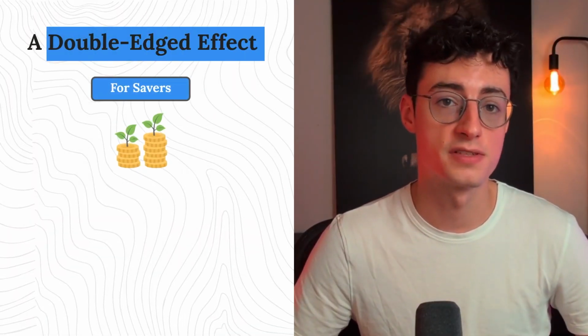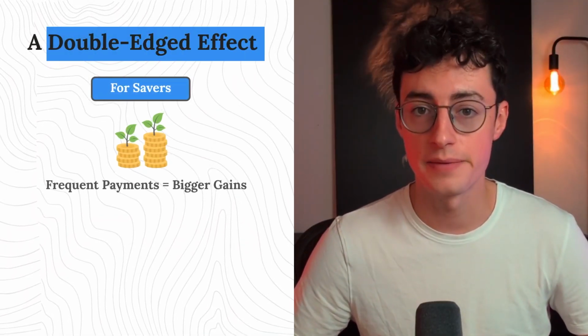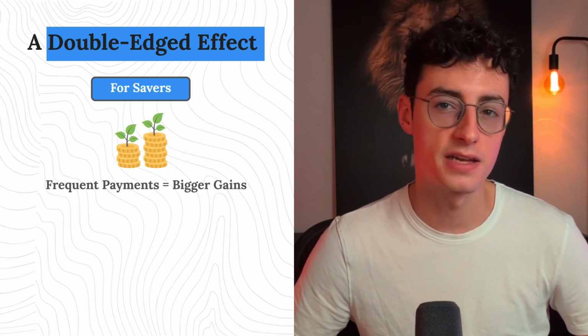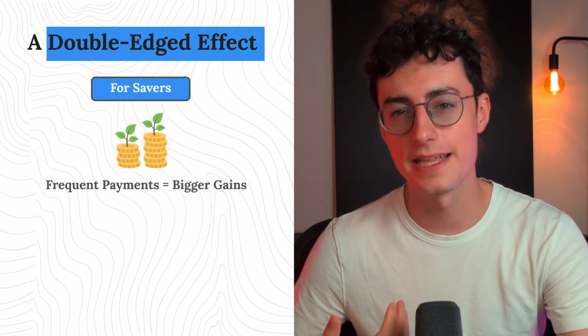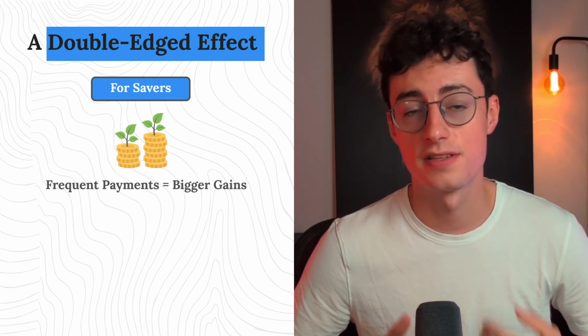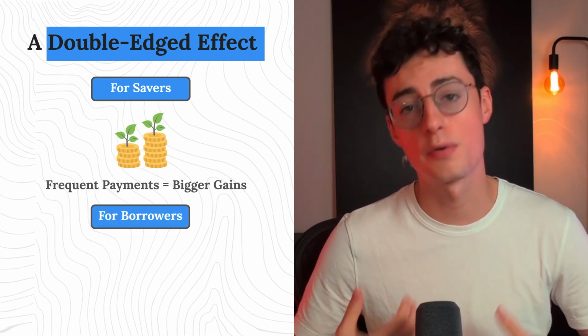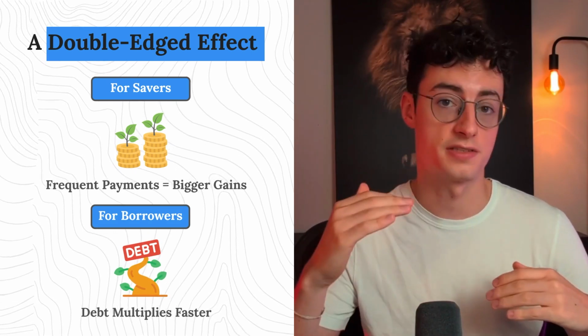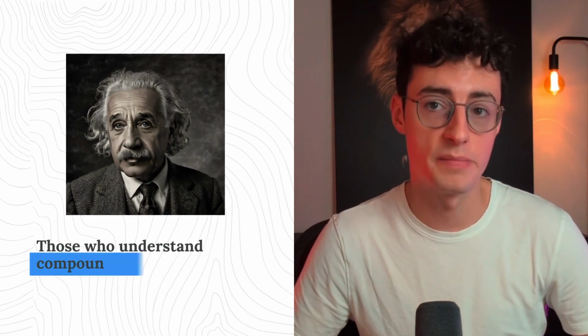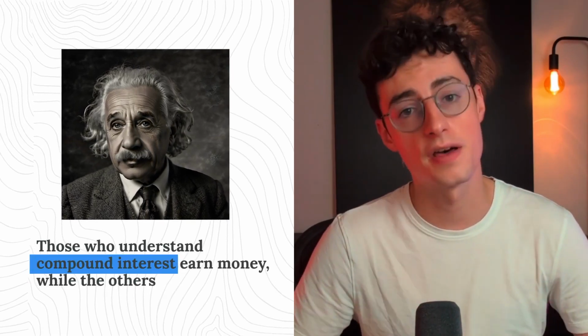Savers benefit from this effect if they receive interest more frequently. However, if you consider that bank interest is typically calculated monthly, you'll see that this effect works against you when you're in debt. For savers, this effect is advantageous, while for borrowers, the interest becomes larger and larger with interest on top of interest. So this brings us back to Einstein's quote that those who understand compound interest earn money while the others pay it.